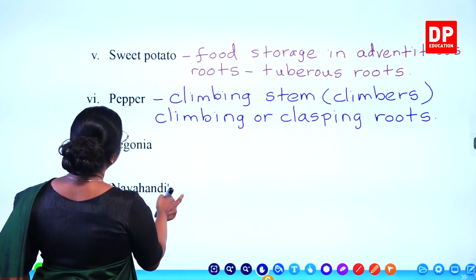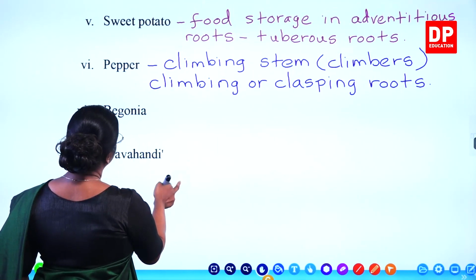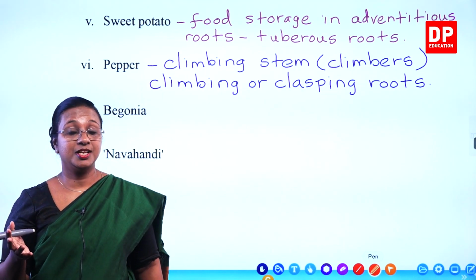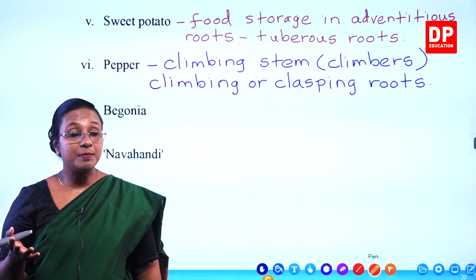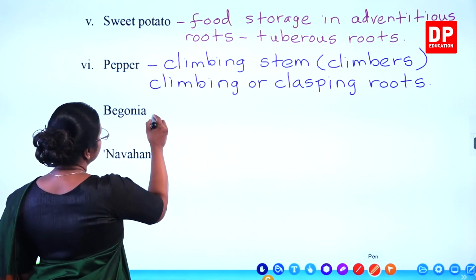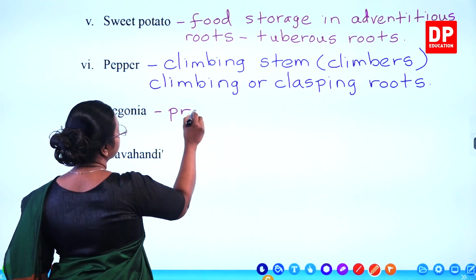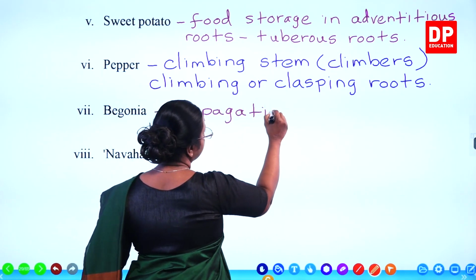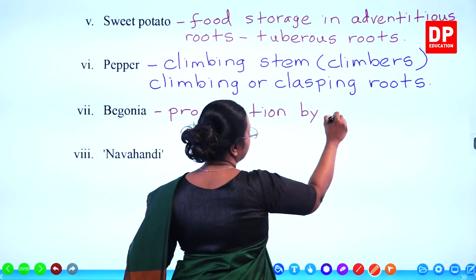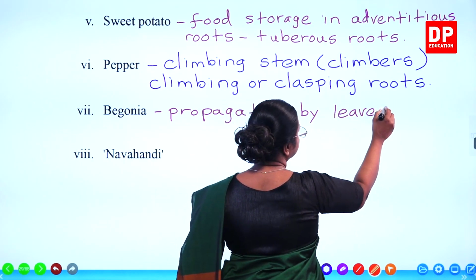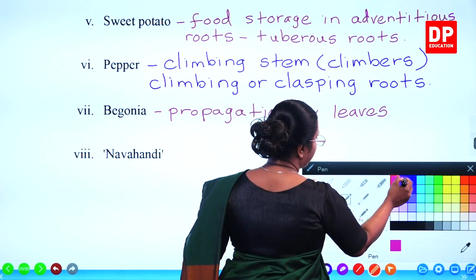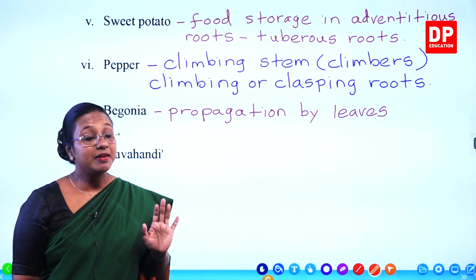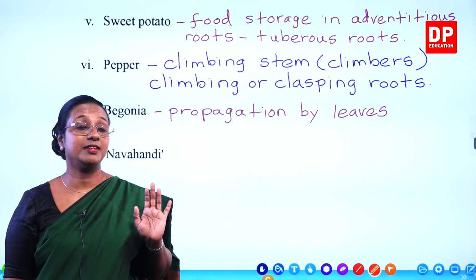Then we have begonia. What is begonia? What is the adaptation? It shows propagation by leaves. So here, propagation by leaves. Then what do we have? We have Navahandi. Now you can remember the structure of Navahandi plant.